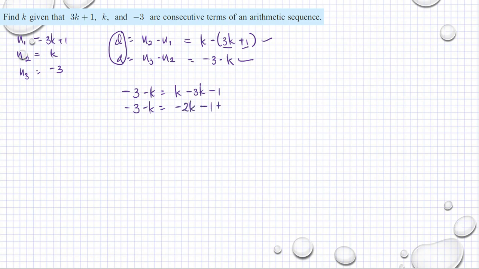So if I add both sides of the equation by 2k, and then add both sides of the equation by 3, then this will become 0, and then we have minus k plus 2k, we have k is equal to 2. So our k is equal to 2.